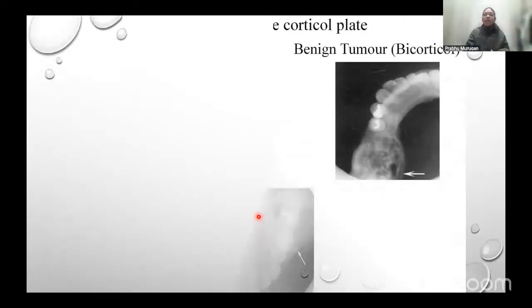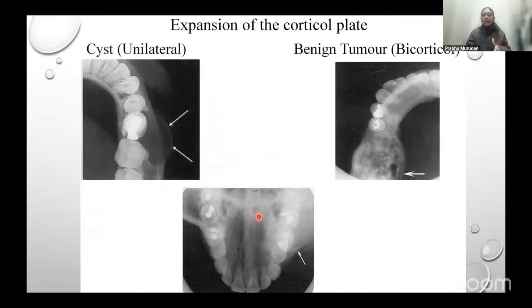Okay. So next is the cortical plate. The effect on the surrounding structure is going to involve your cortical plates also. There can be expansion of the cortical plate, destruction or erosion of the cortical plate. One cortical plate can be intact or eroded. For example, there can be buccal expansion alone, or lingual expansion, or bicortical expansion. Similarly, one cortical plate alone can be eroded, or both the cortical plates will be eroded through and through. The lesion will be involved. So there are many variations for it.